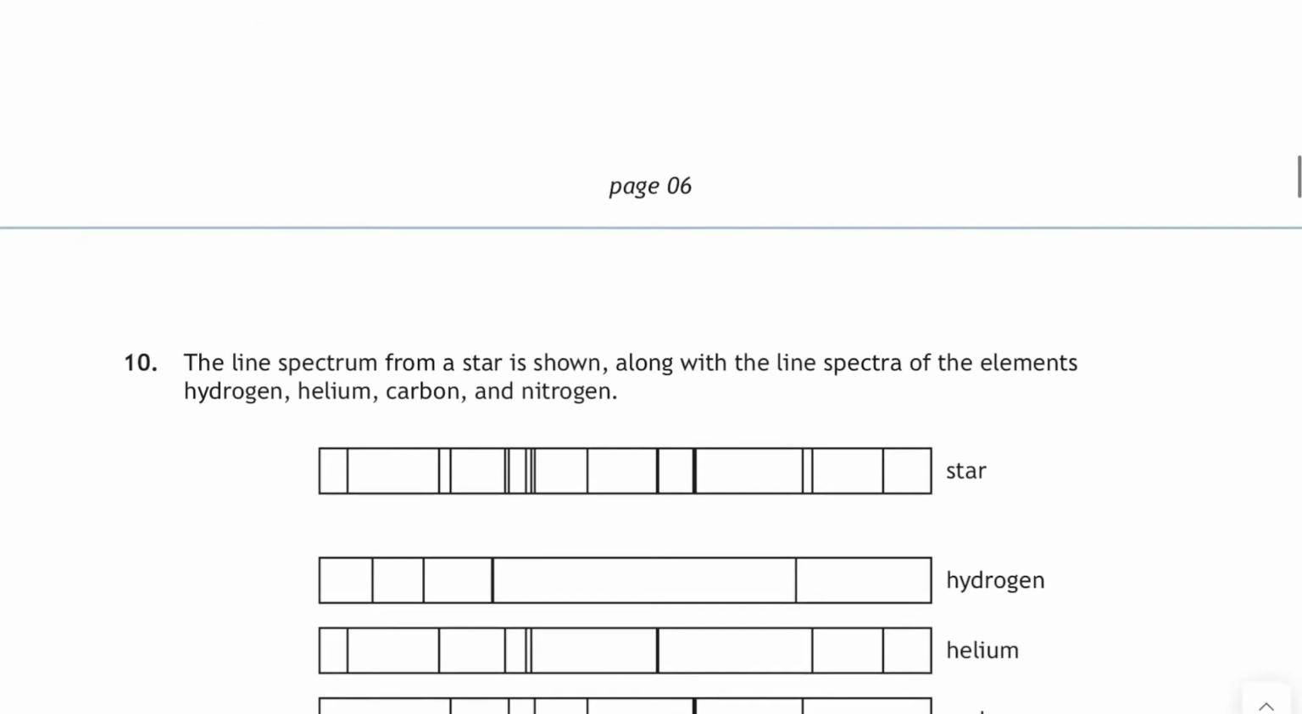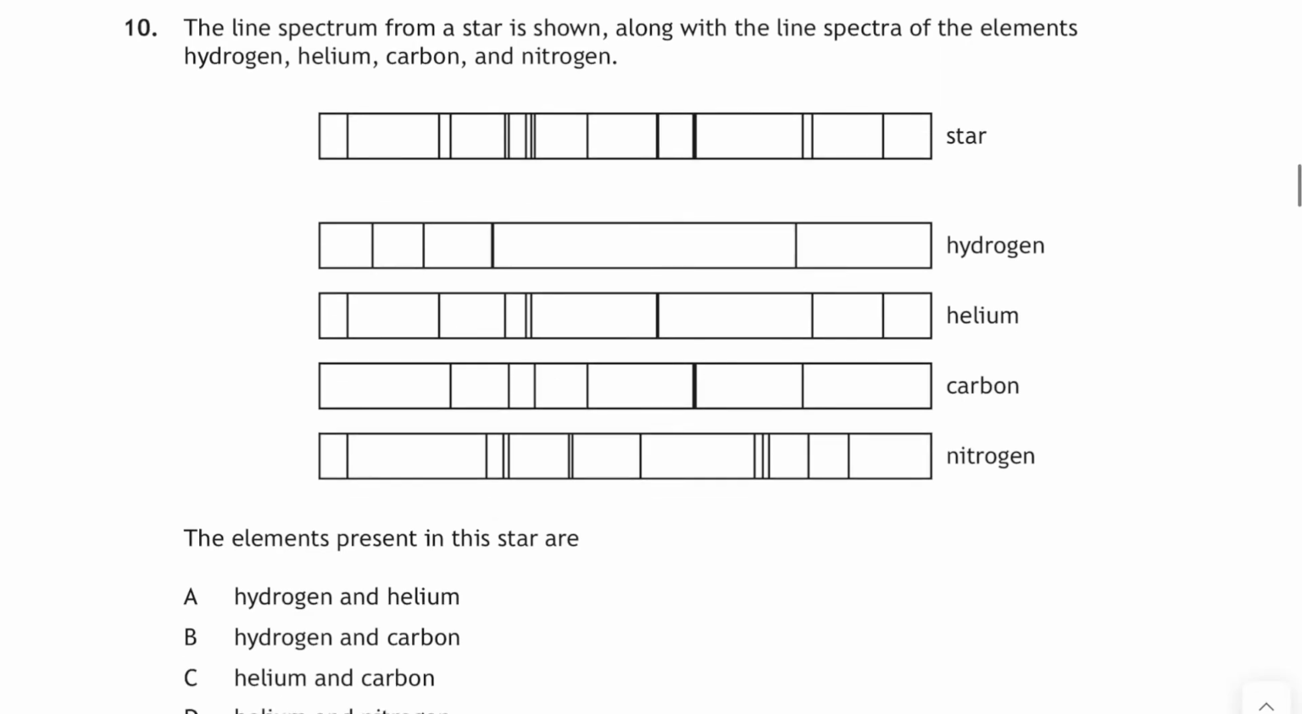Okay, moving on. Question 10. Still on space stuff. The line spectrum from a star is shown along with the line spectra of the elements hydrogen, helium, carbon and nitrogen. And we have to figure out the elements that are present in the star. So this is a matching job. You've got to figure out what elements are in the fingerprint or the barcode of the star.